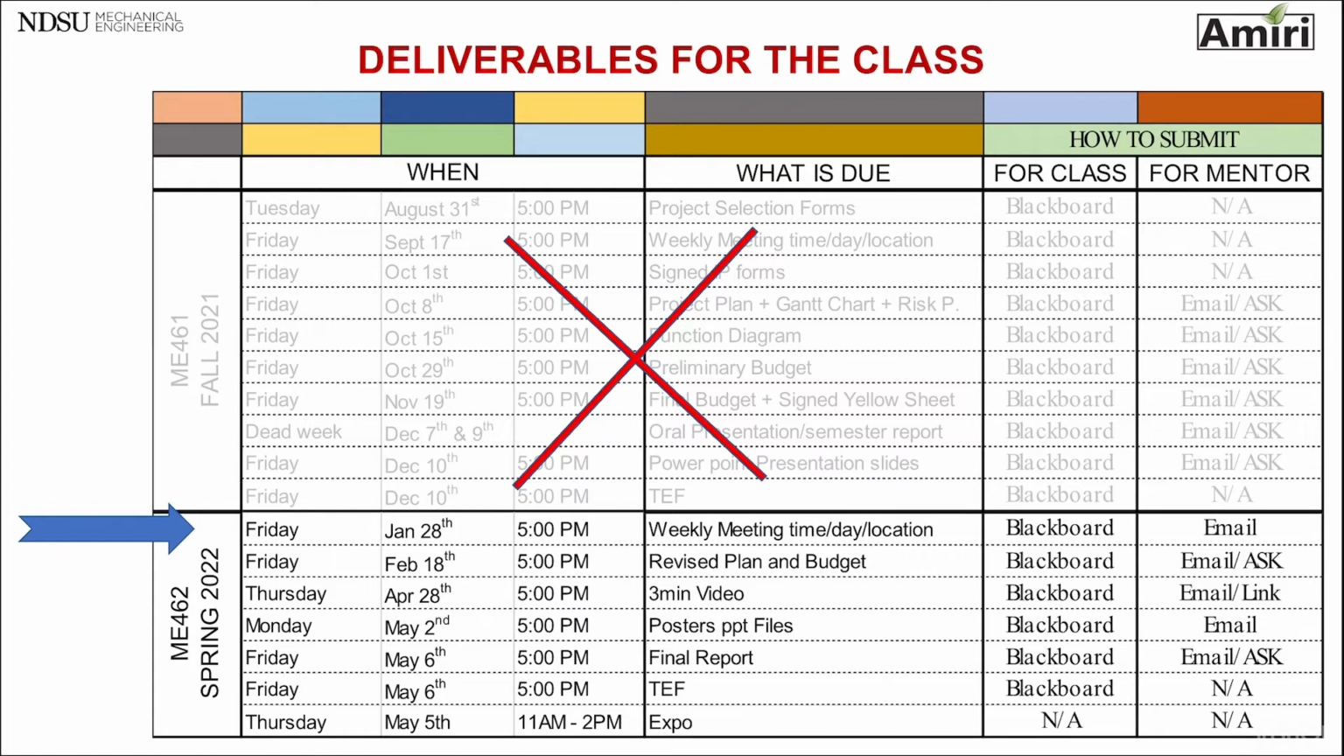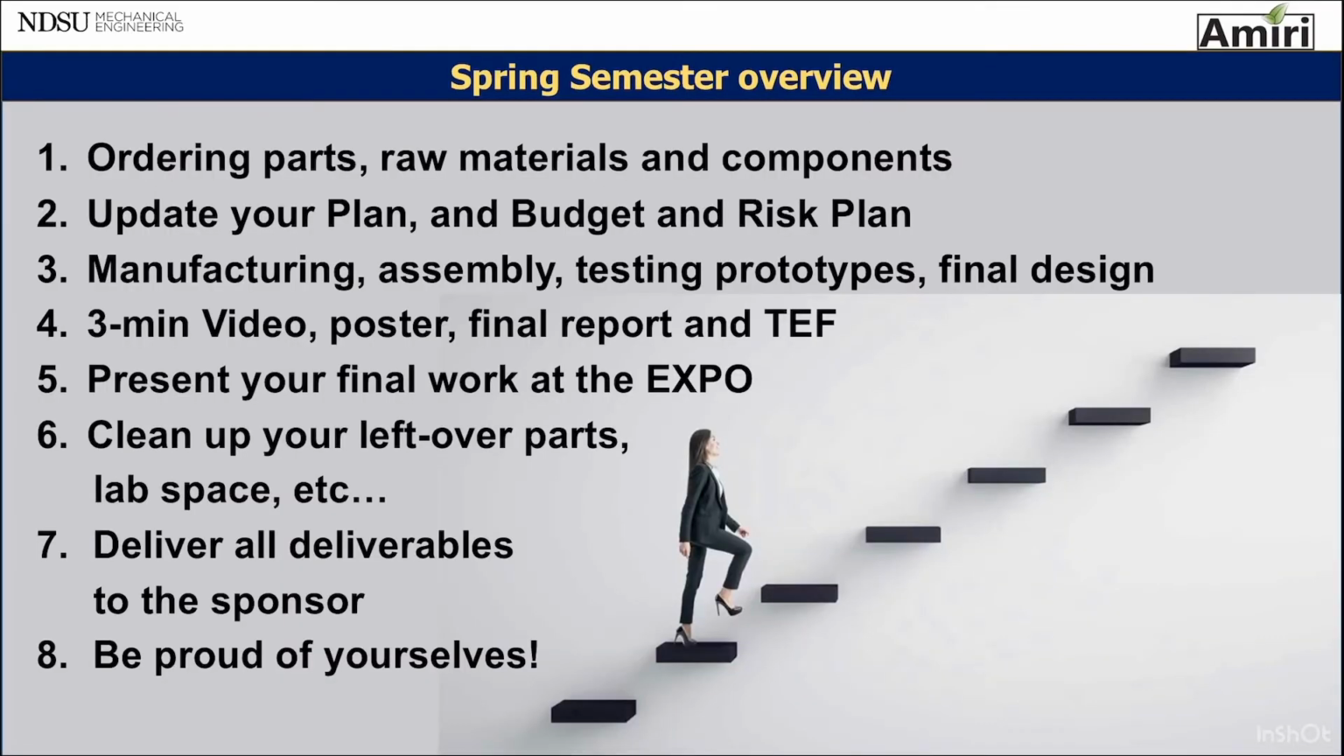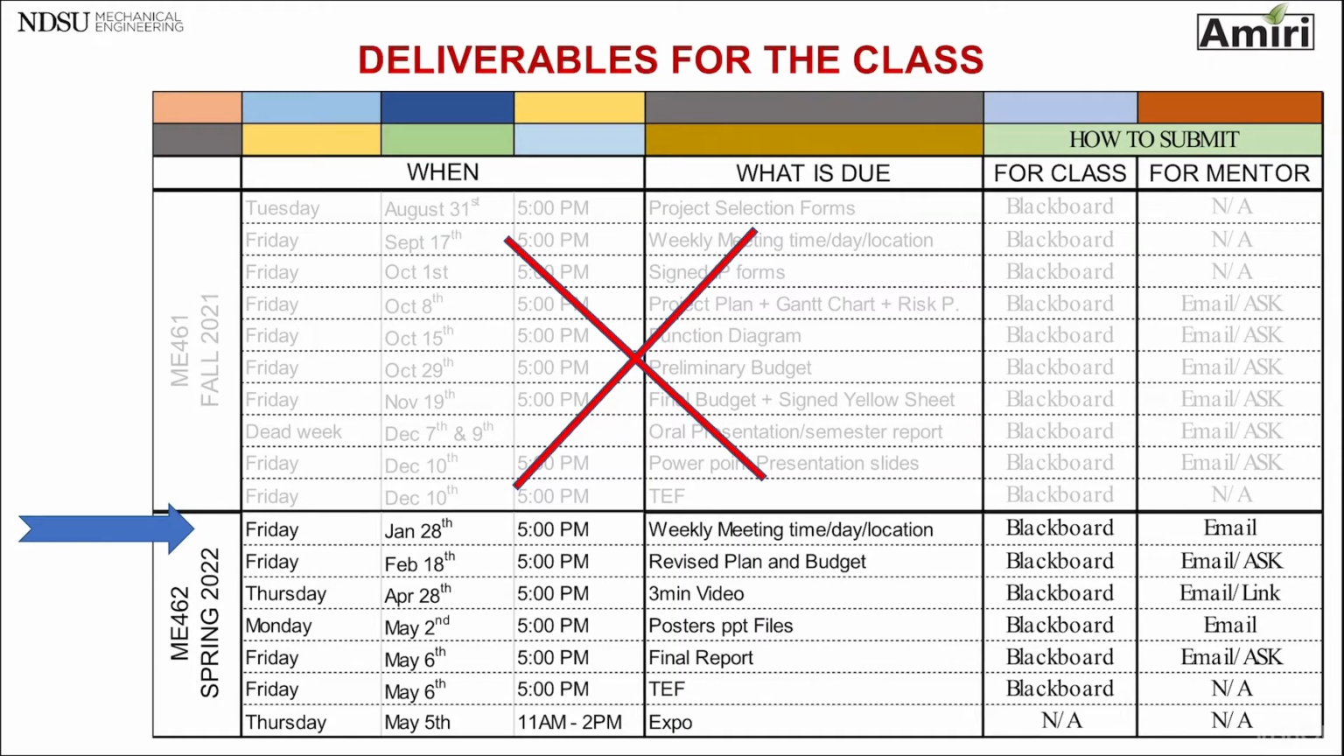Then the week before the dead week, pretty much everything else is due. Those are all during the dead week. The dead week is the 2nd through the 6th. So the poster, we need a poster for the expo. You've got to submit a final report, and as always, you have to do team evaluation forms and then attend the expo. So the first 2 are the important ones that you've got to look at right now: the January 20th and February 18th.